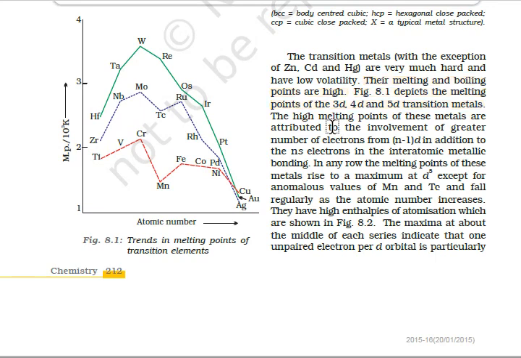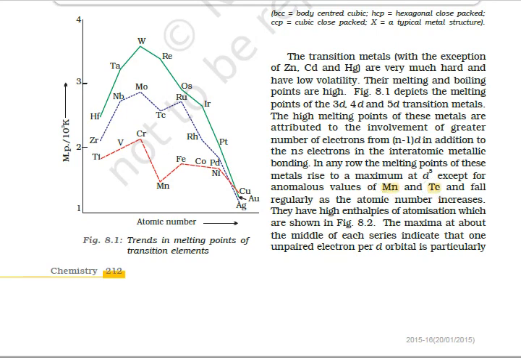The high melting point of these elements is attributed to the involvement of a greater number of electrons from the (n-1)d in addition to the ns electrons in the interatomic metallic bonding. In any row, the melting point of these elements rises to a maximum at d5. You can see that at d5, in the case of tungsten, molybdenum, and chromium, it has been rising, except for the anomalous values of manganese and technetium.